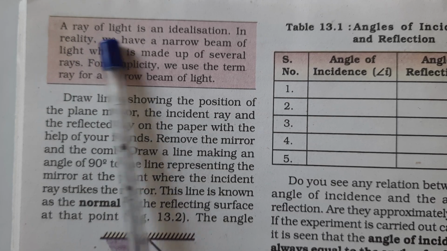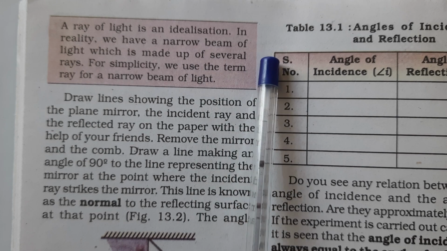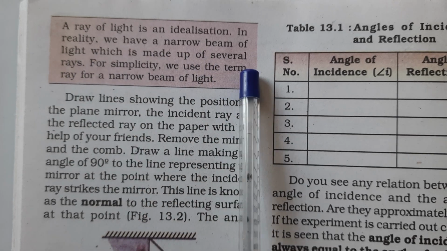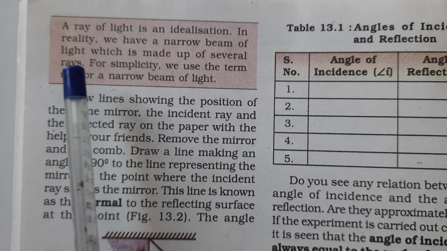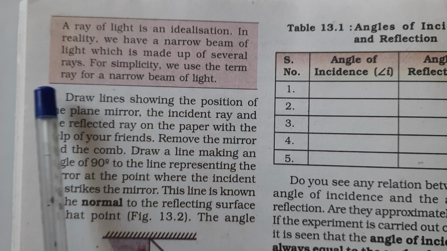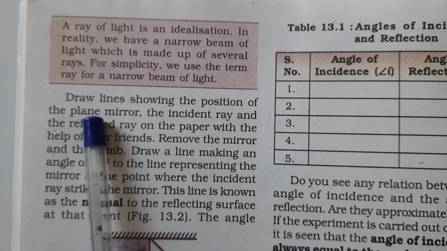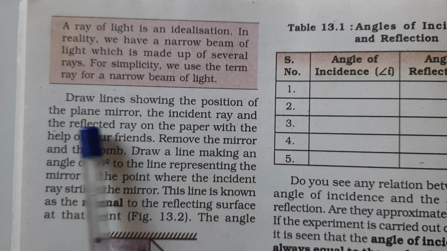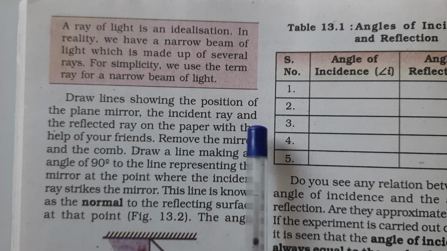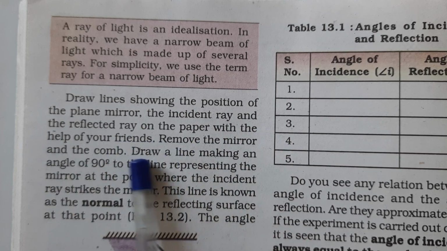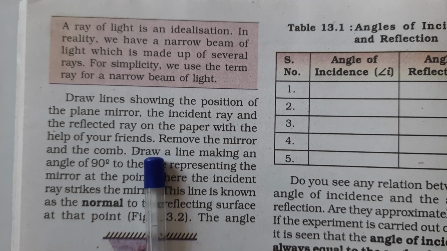A ray of light is an idealization. In reality, we have a narrow beam of light which is made up of several rays. For simplicity, we use the term ray for a narrow beam of light. Draw lines showing the position of the plane mirror, the incident ray and the reflected ray on the paper with the help of your friends.